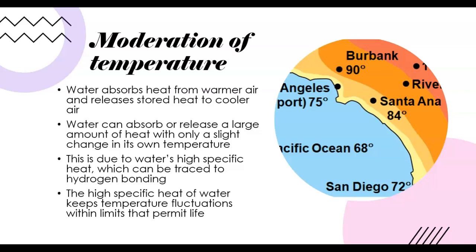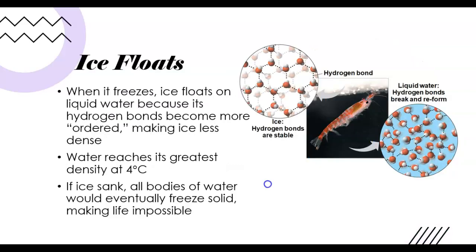The high specific heat of water is related to the hydrogen bonding. That's what allows it to absorb as much heat as it does, and so forth. And so those things are really important to our ability to live on Earth.